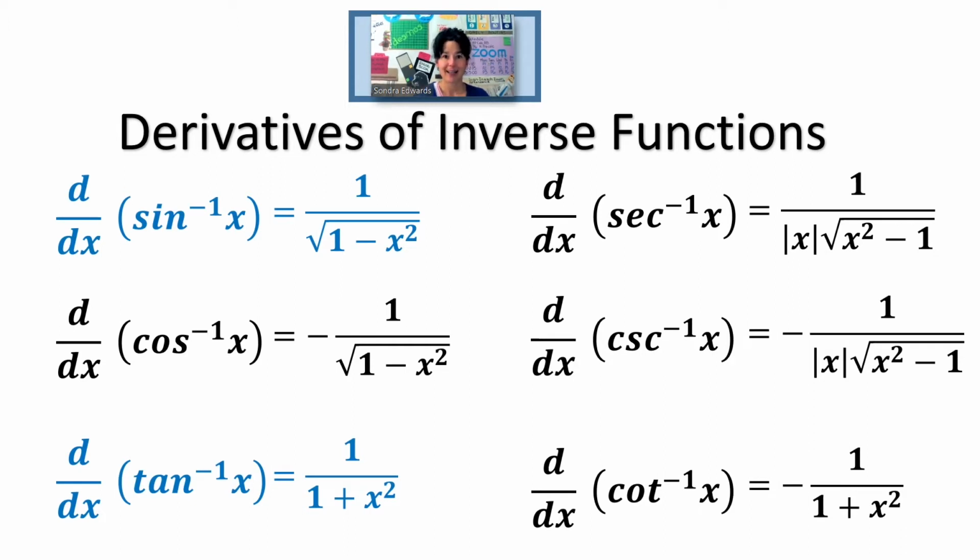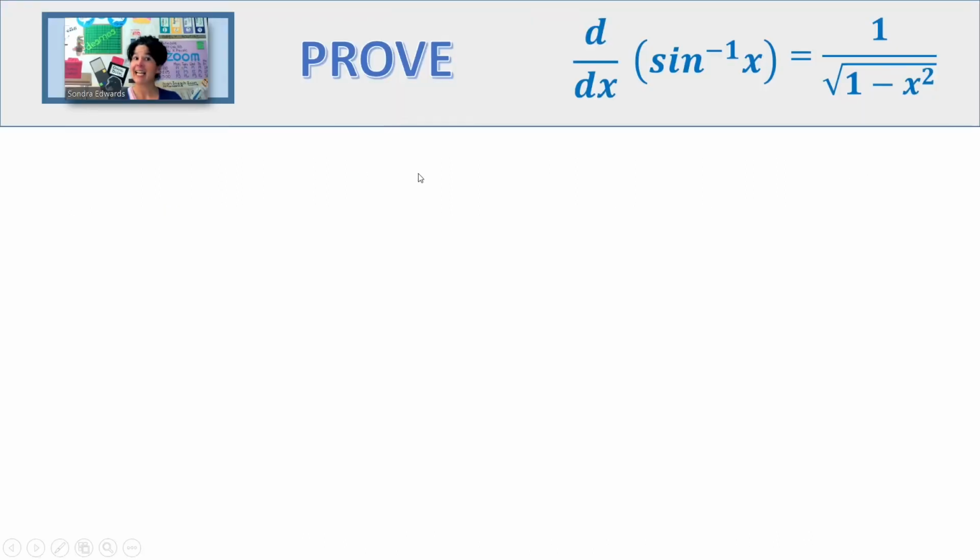So let's go ahead and figure out how they found out that the derivative of sine inverse of x was equal to 1 over the square root of 1 minus x squared. I'm not going to prove all 6 of these. I'm just going to prove one of them because ultimately you need to have them memorized. Okay, so let's get started. The derivative of sine inverse of x.